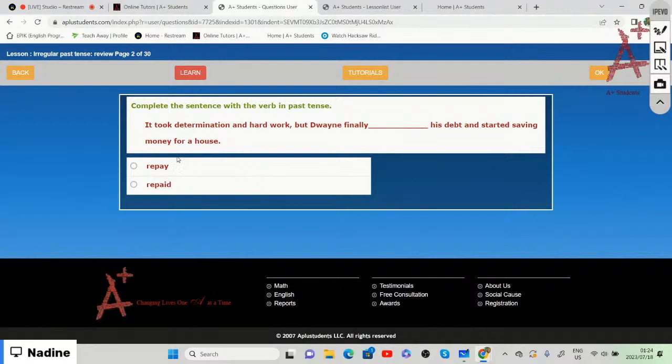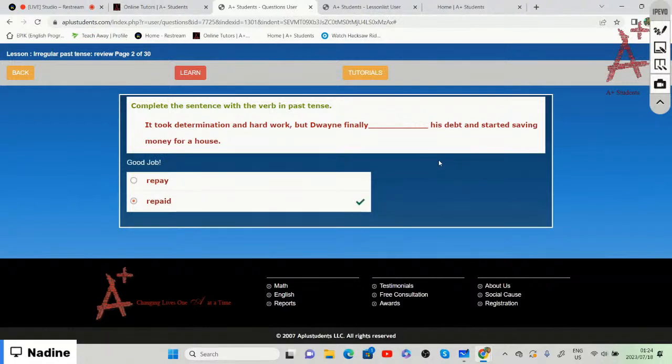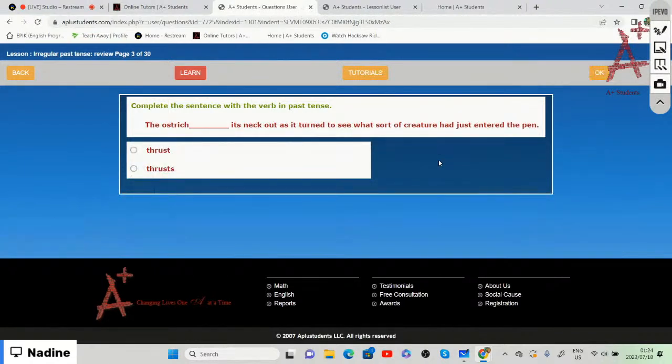All right. So the past tense of repay is repaid, right? So he repaid his debt and started saving for the house.